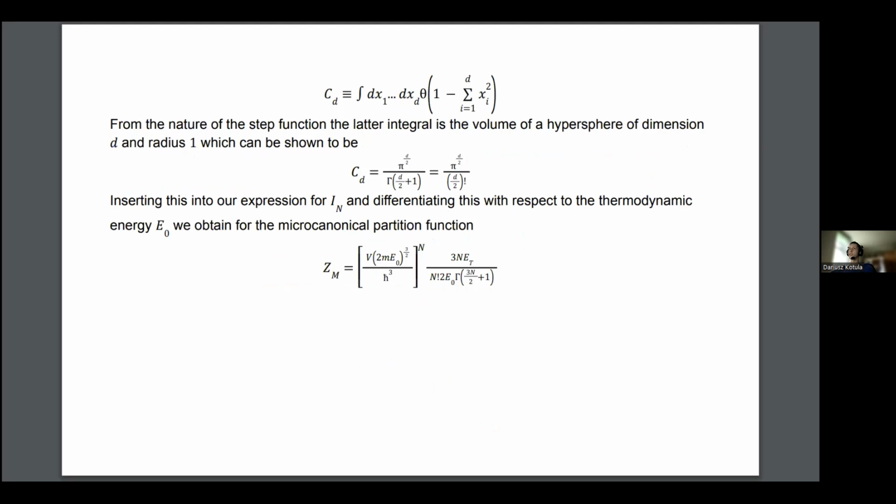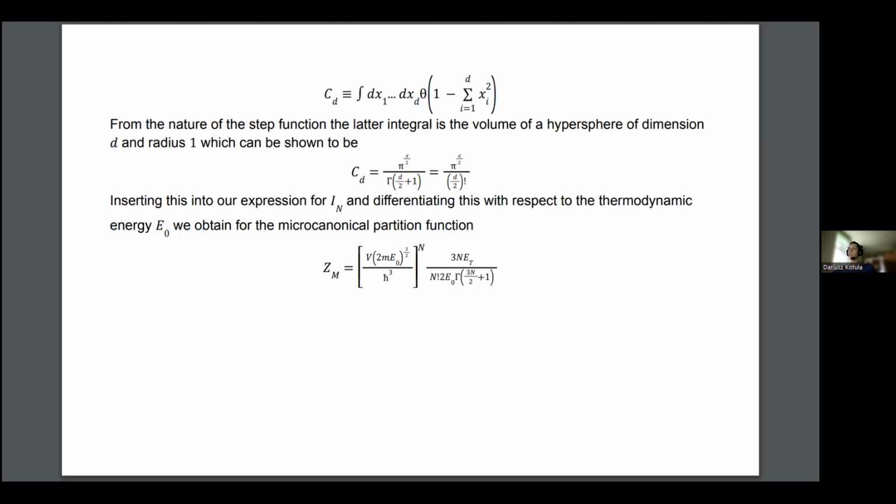Now, from the nature of the step function, the latter integral is clearly the volume of a hypersphere of dimension d and radius 1, which can be shown to be pi to the power of d over 2 divided by the gamma function of d over 2 plus 1, which gives pi to the power of d over 2 divided by the factorial of d over 2.